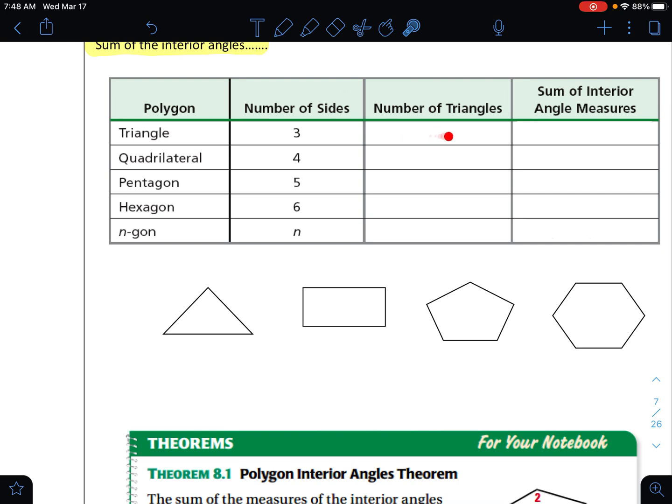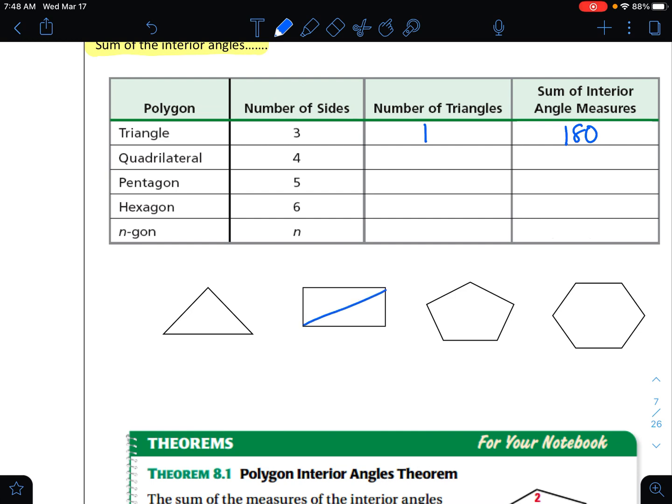Triangle has 3 sides. So the number of triangles: I cannot take this triangle and create any more triangles inside of it. So I'm just going to say here that there's really just one triangle if you have a triangle. And then we already know that the sum of the interior angle measures is 180. We worked a lot with that in earlier units. Okay, now a quadrilateral, what we can do is break these polygons into triangles. If we know that one triangle has 180 degrees, then however many triangles are in the shape, we can use the fact that they all have 180 degrees.